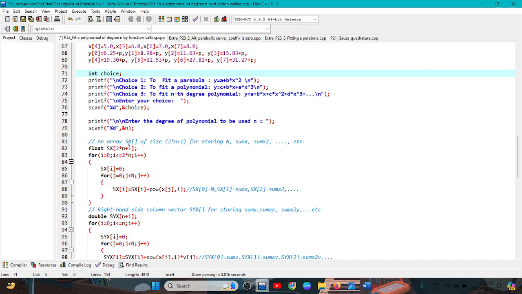Here the array Sx of size 2n plus 1 is for storing sum x2 and so on. So float Sx[2n plus 1]. So this float Sx is this.